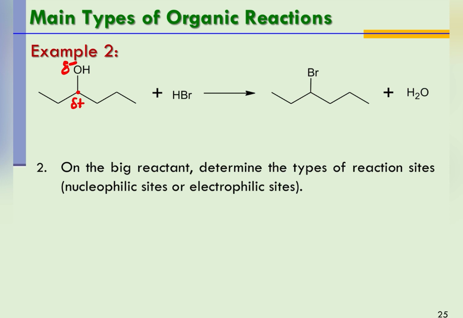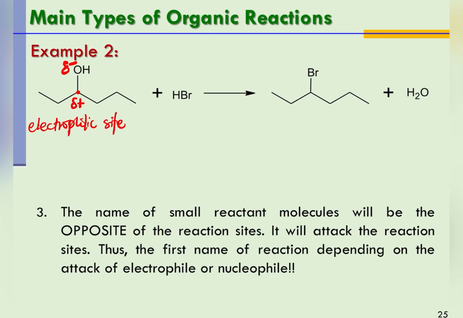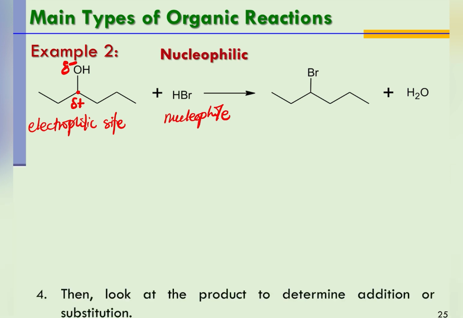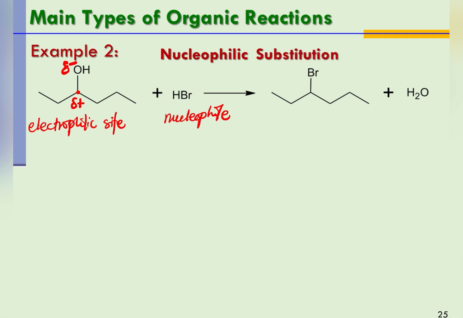Then what can we conclude? This big molecule is an electrophilic site due to the polar bond between carbon and oxygen atoms. And of course, HBr in this case is the nucleophile. So my specific name for this reaction starts with nucleophilic. And then take a look at the product. You can see that the OH group is being replaced with a Br atom. So this is a nucleophilic substitution reaction. So that is how you give the specific name for example 2.